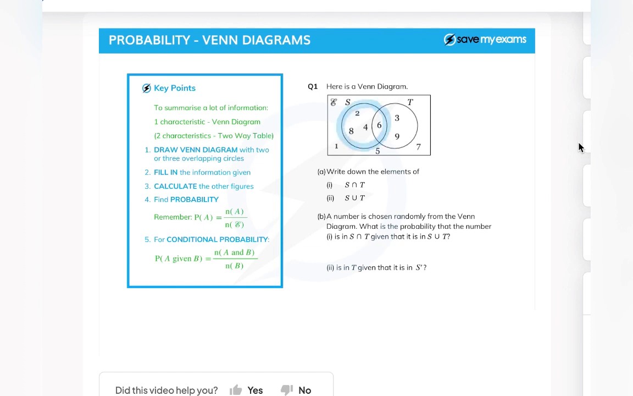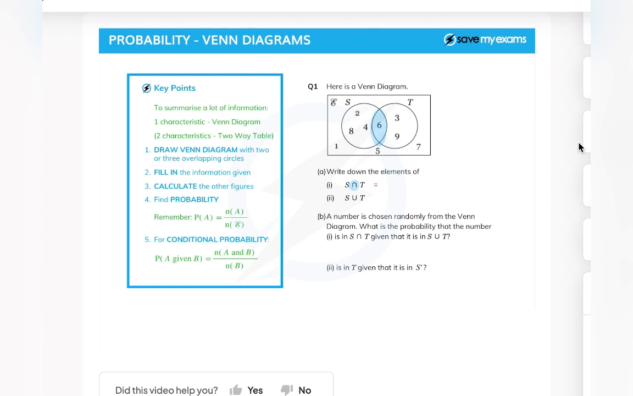2, 4, 6, 8 in set S, and 3, 6, and 9 in set T, and the rest of them outside those sets, but still in the universal set. Remember the notation. And we're asked to write down the elements, first of all, of S intersection T. And I hope you understand this notation. If you don't, go and look at the tutorial on Venn diagrams and set notation. But it is that overlapping area there.